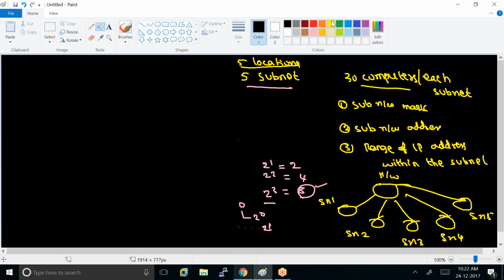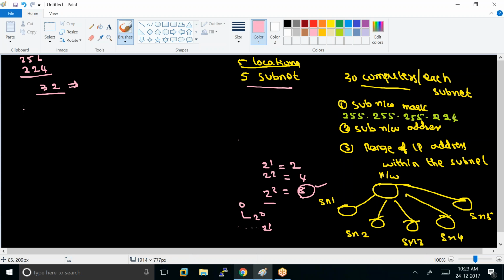Okay, we have now created the subnet mask, 255.255.255.224. Next, we need to compute the subnet address. How to compute the subnet address? From the mask value, only one value will be apart from 255. You want to subtract this from 256. 256 minus 224 is 32. You want to use this.